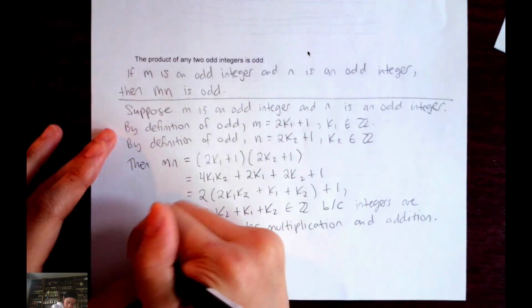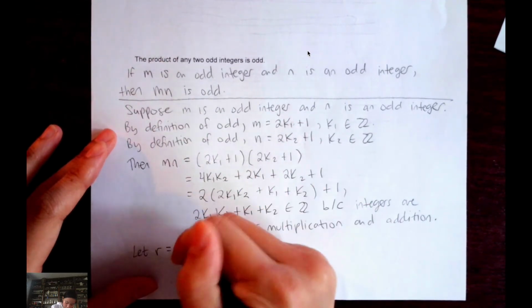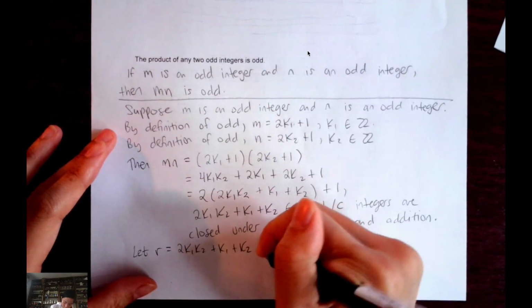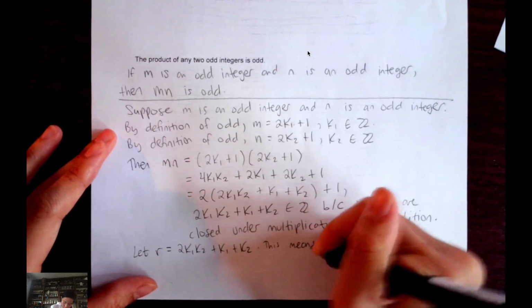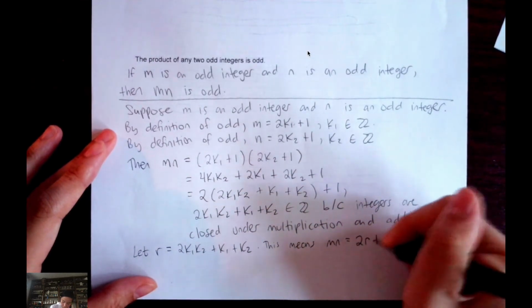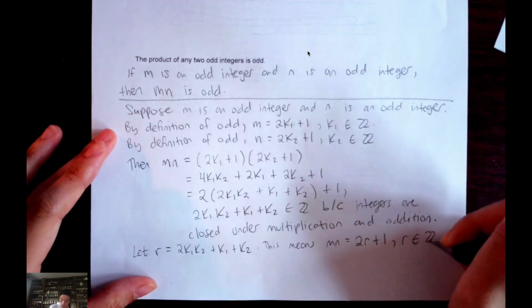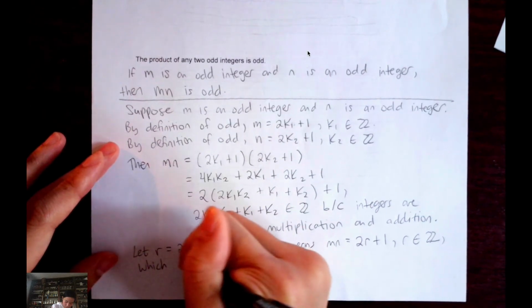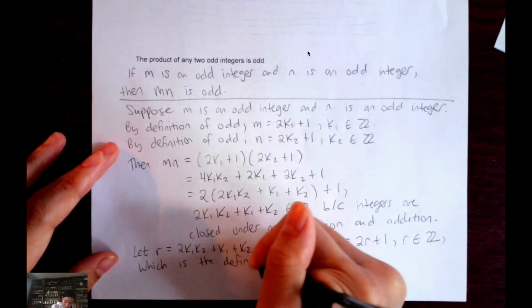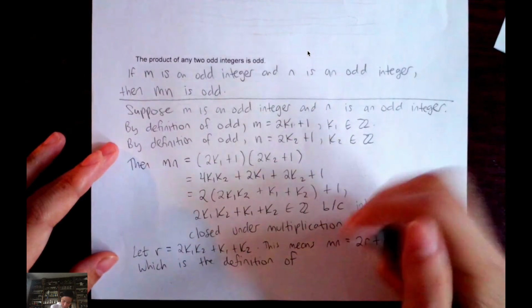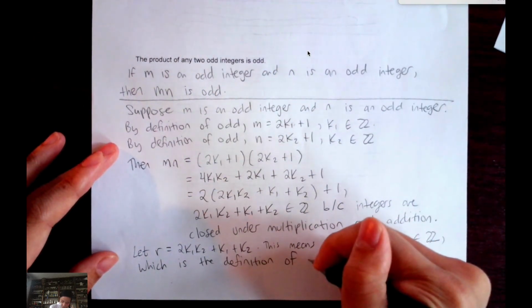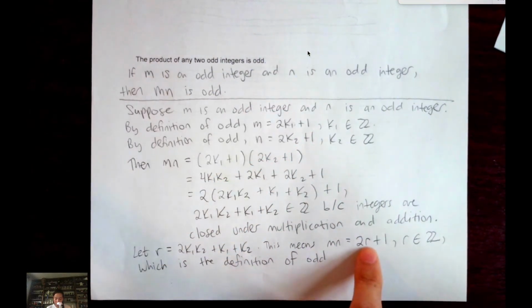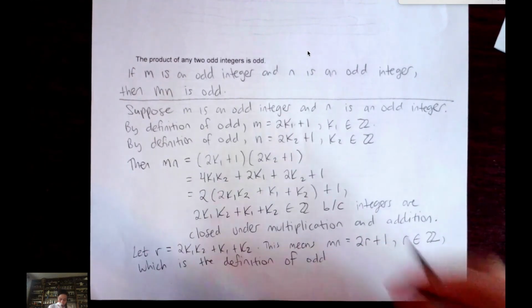So then you could say, let r equal 2k1k2 plus k1 plus k2. This means mn equals 2r plus 1, where r is an element of the set of integers, which is the definition of odd. Remember we defined odd as 2 times some integer plus 1, well here 2r plus 1 means 2 times some integer plus 1.